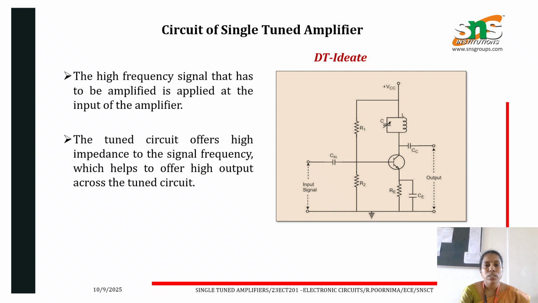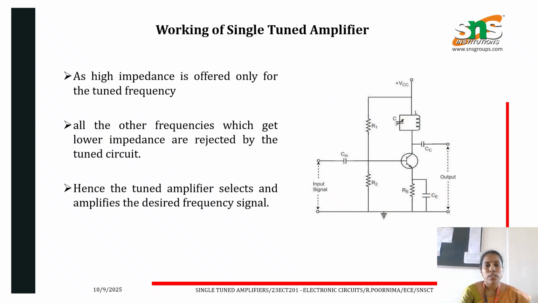A high frequency signal is to be amplified in this amplifier, so it is given at the base of the transistor. The tuned circuit offers high impedance. This tuned circuit selects only the desired frequency, so all the other frequencies are cancelled. Let's see the working of the single tuned amplifier.